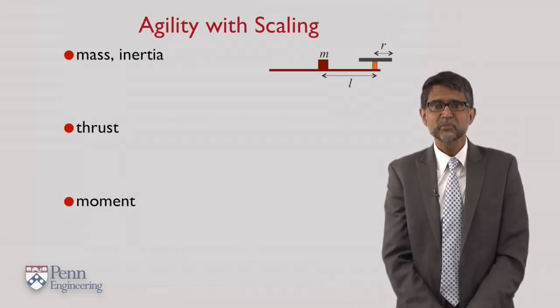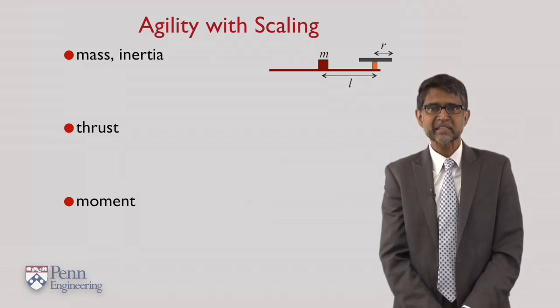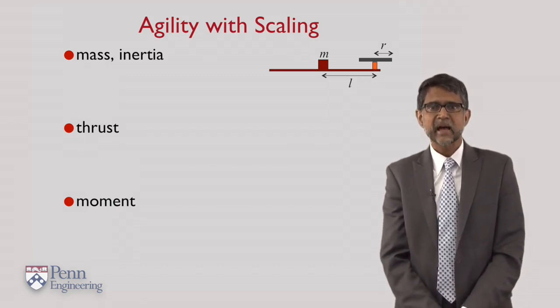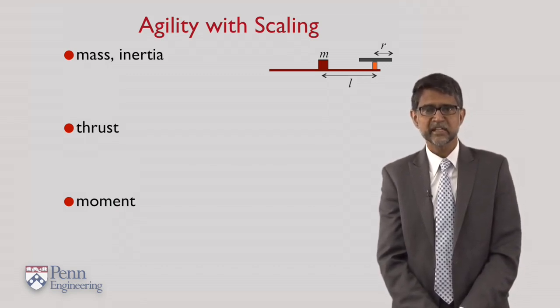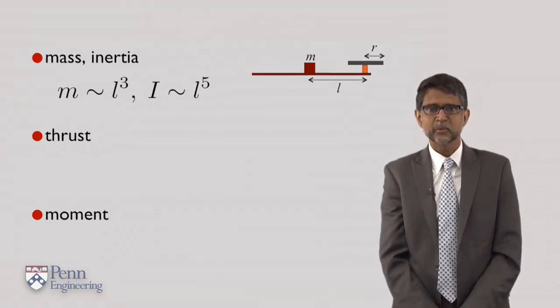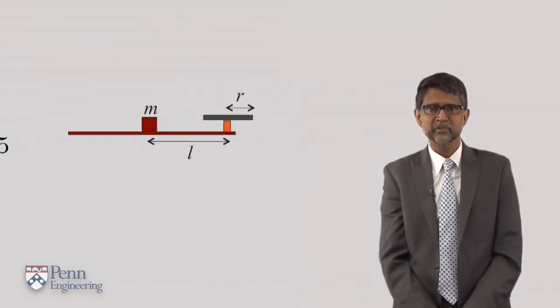So there are a few things you might consider. First, the mass, the inertia of the platform, the maximum amount of thrust it can exert, and the maximum moment it can generate. Let's look at the characteristic length L, which is roughly half the diameter of the vehicle.